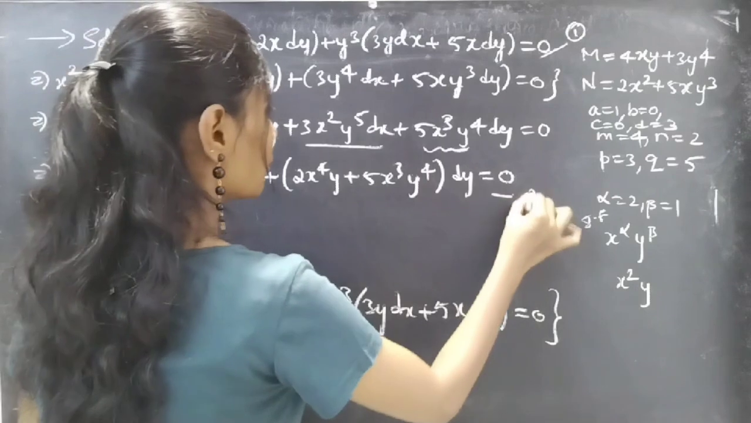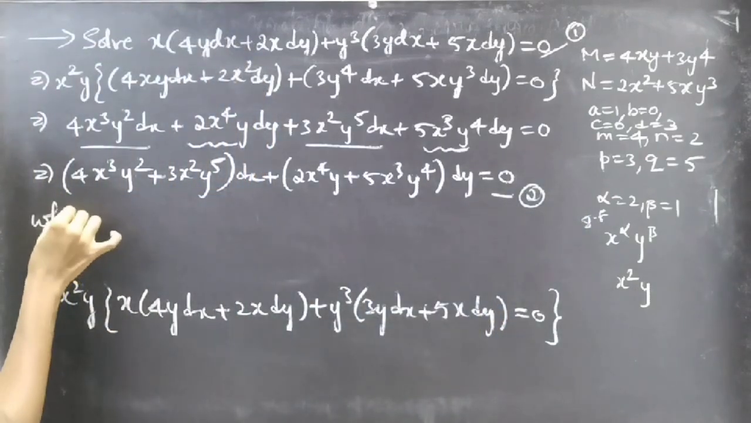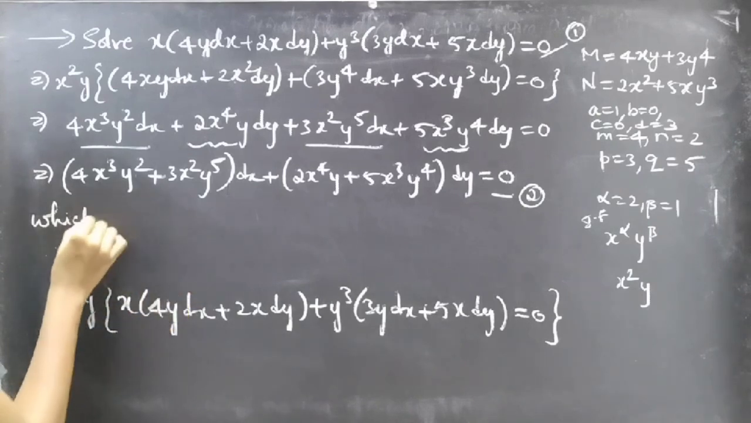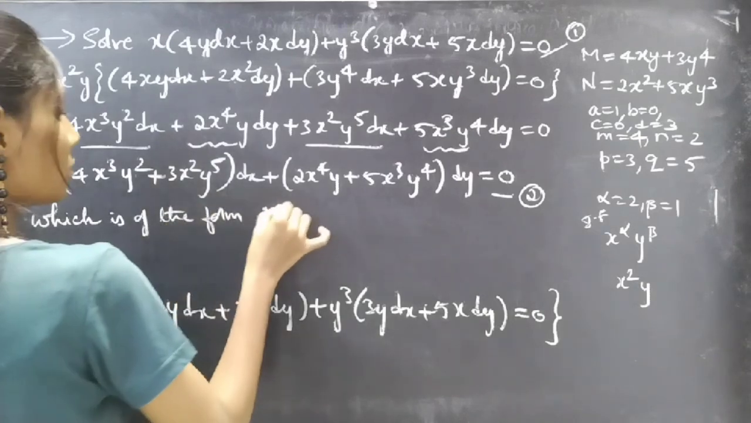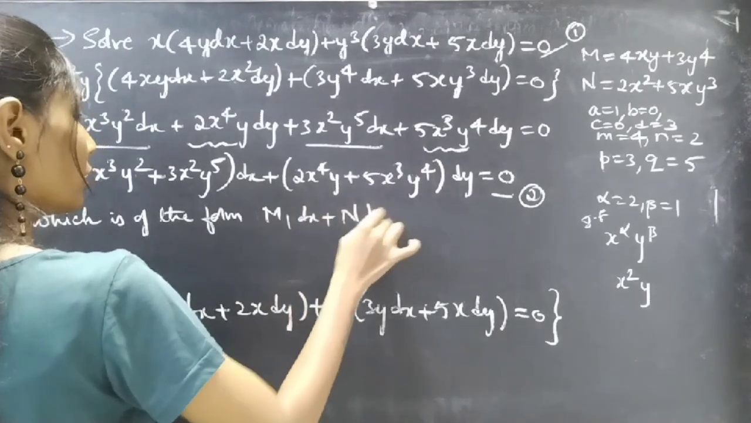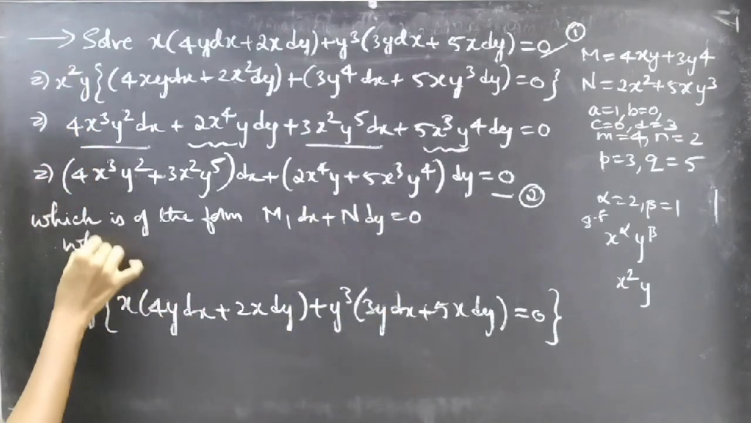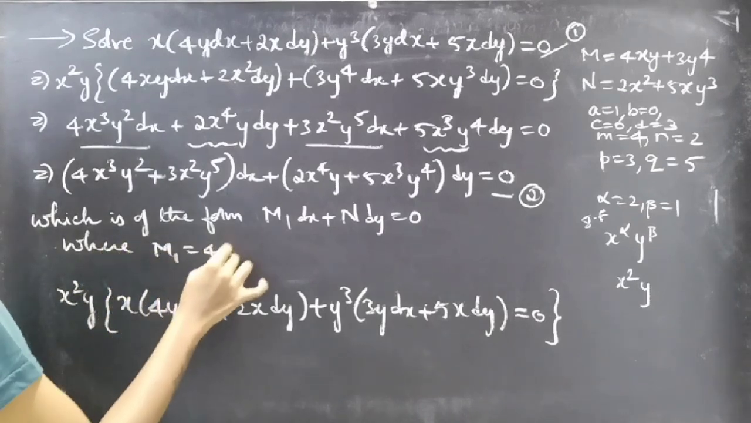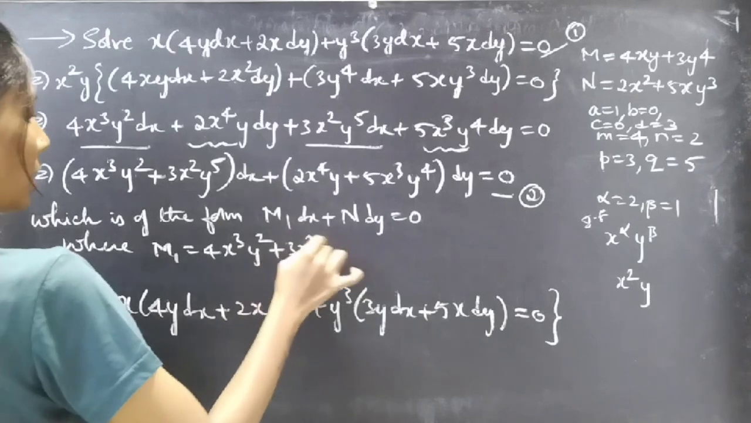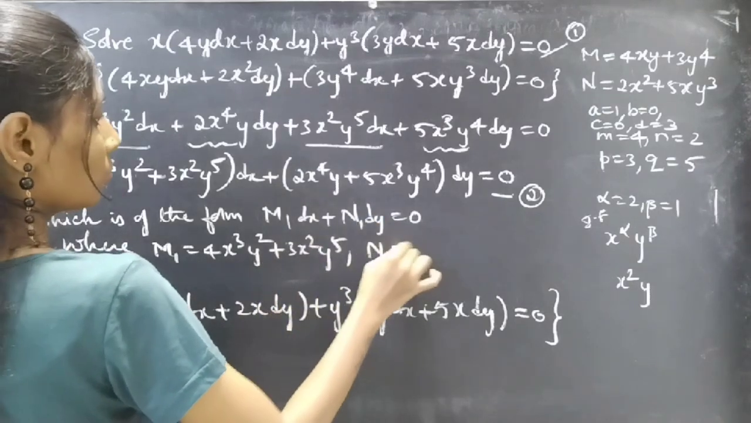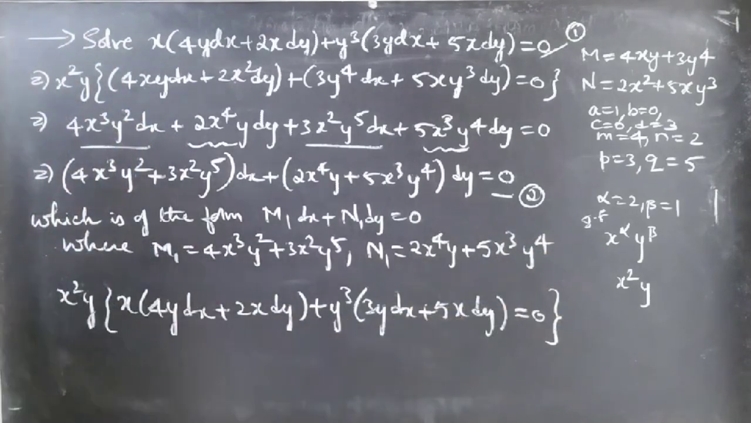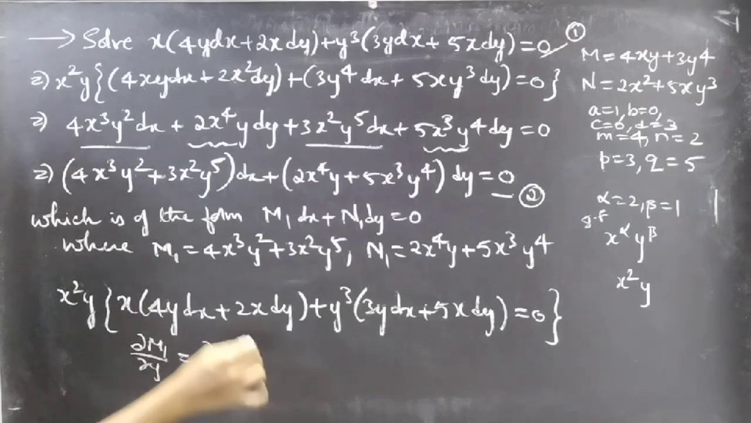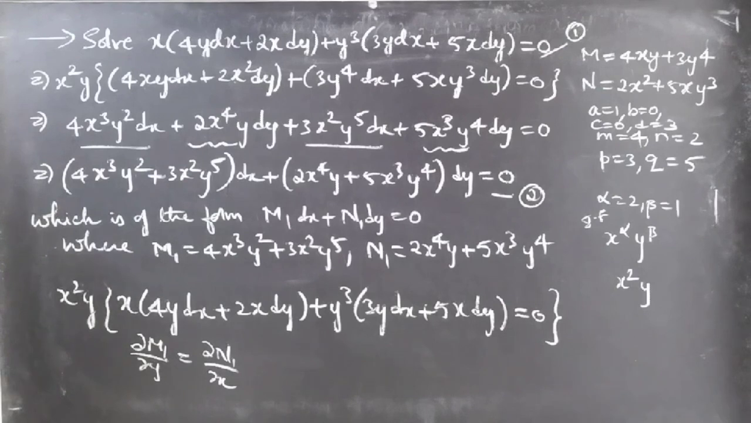Consider this as equation number 2, which is also in the M dx + N dy form, which is of the form M1 dx + N1 dy = 0, where M1 = 4x³y² + 3x²y⁵ and N1 = 2x⁴y + 5x³y⁴. If the partial derivative of M1 with respect to y equals the partial derivative of N1 with respect to x, then we can say that the reduced equation, equation 2, is exact.